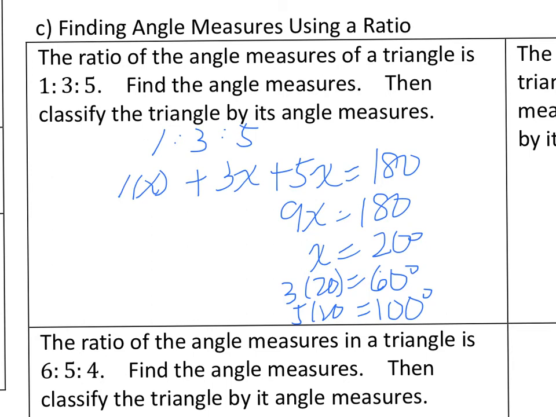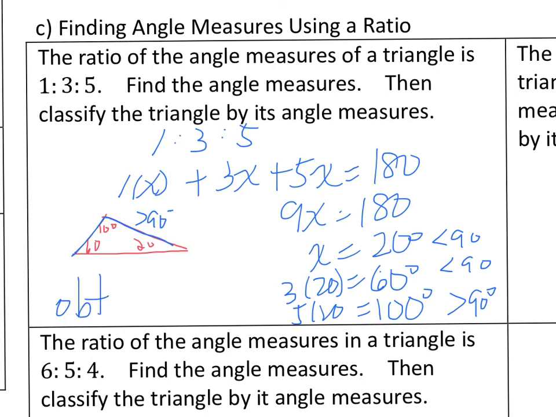Okay, so 20 is less than 90 degrees, 60 is less than 90 degrees, but 100 is greater than 90 degrees. If you have an angle that is greater than 90 degrees in a triangle, this triangle probably looks like this. So this is 20, this is probably 60, this is 100, and this is greater than 90 degrees. Then we call this an obtuse triangle.